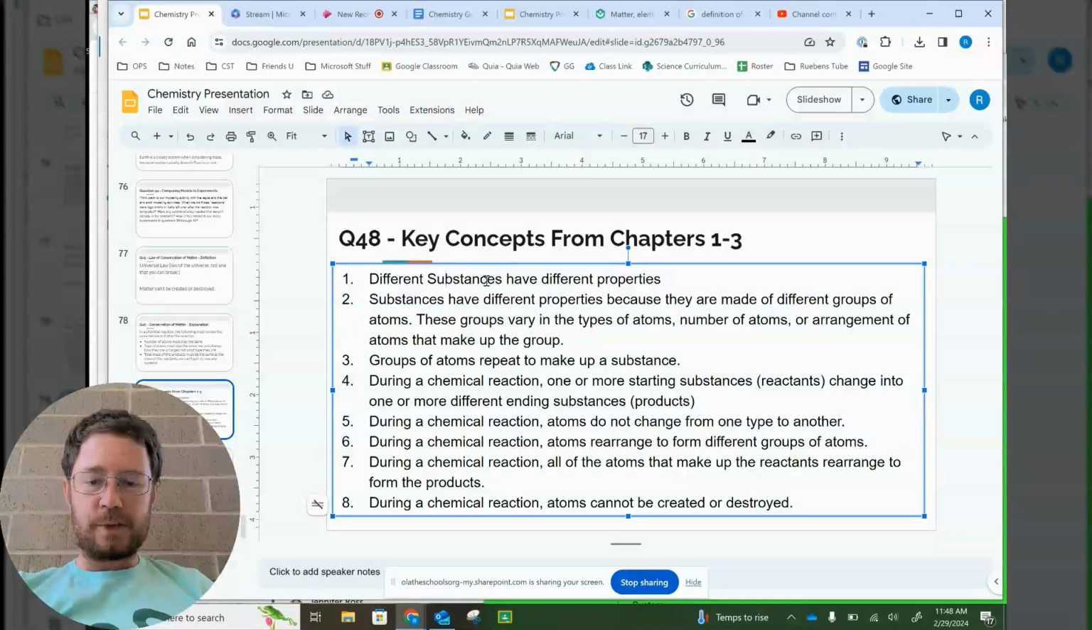So different substances have different properties. Properties are ways that you can identify substances, and we have two types of properties: chemical properties and physical properties. So pause the video, write this one down.